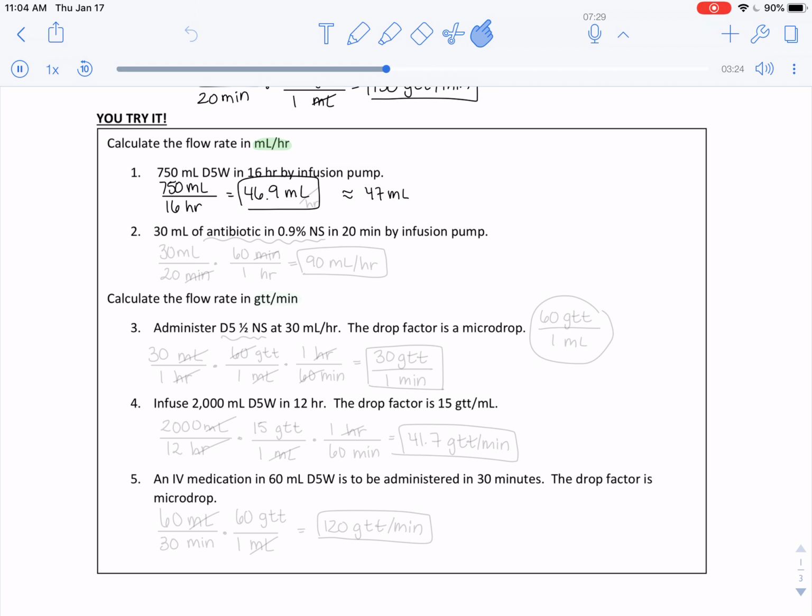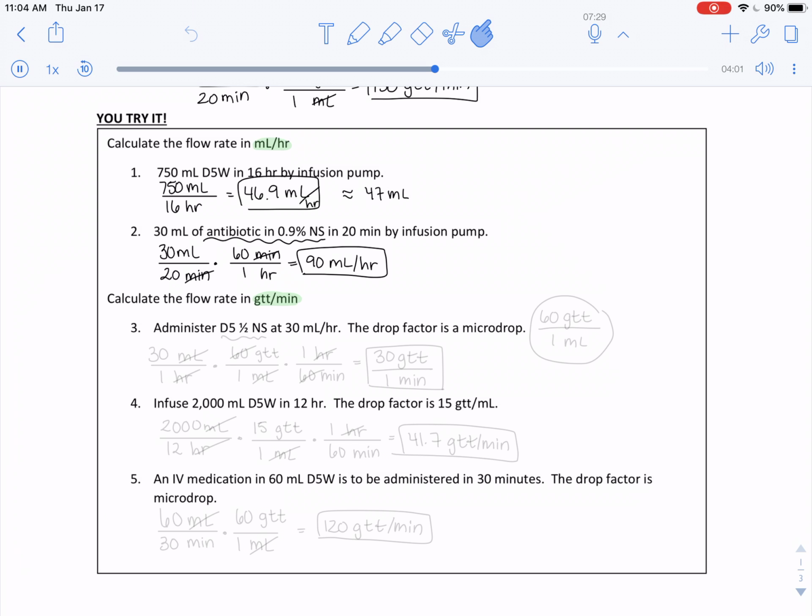So number 2, 30 milliliters of this stuff over 20 minutes, and we want to end up with hours down here. So for 1 hour there are 60 minutes. We cancel minutes with minutes, and we get 90 milliliters per hour. I forgot our per hour on this first one here. Okay. Now number 3 and 4 and 5, we want our answers in drops per minute instead.